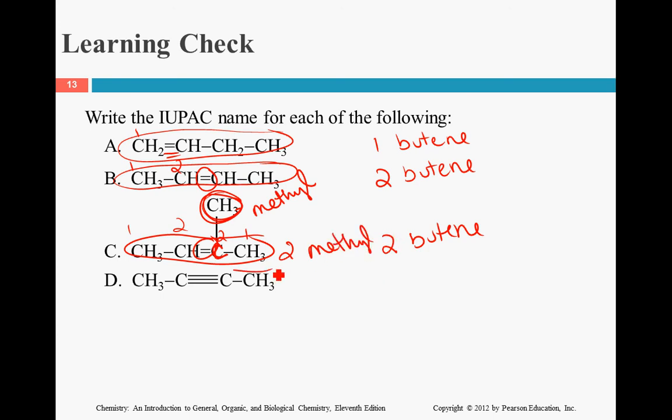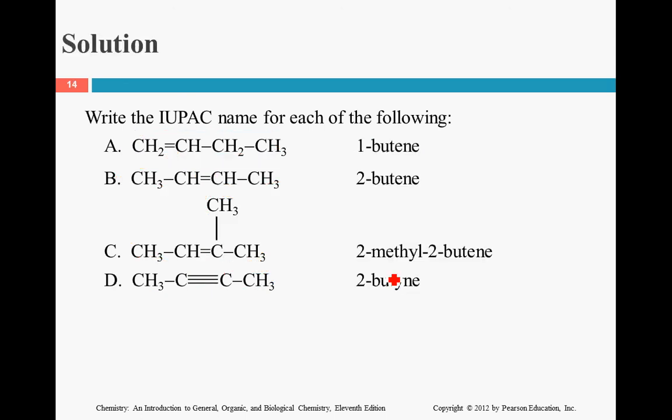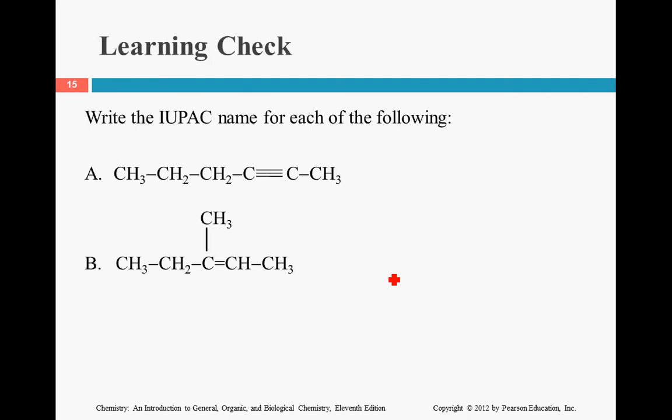And then finally, we have a triple bond here. So it's still 4, so it's but-. But this time it's -yne. There's no substituents. So on the second carbon, there's a triple bond on the 4-carbon chain. Okay, a few more. I'll give you a minute to think about these.